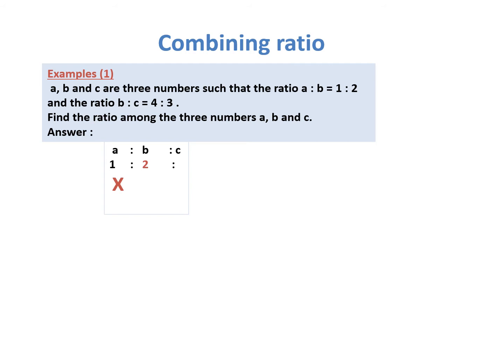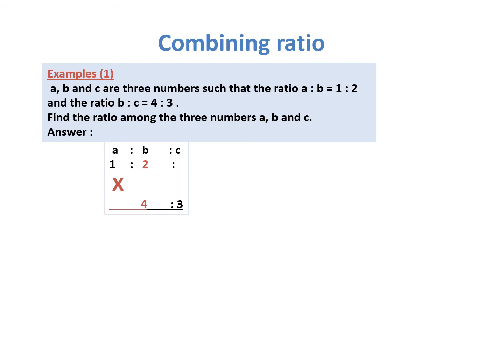In the second line we have B to C. B equals 4, C equals 3. We write it in the second line in the same arrangement. B equals 4, C equals 3. We have to write it in the second line. Don't write the first ratio in the second line and the second ratio in the first line.